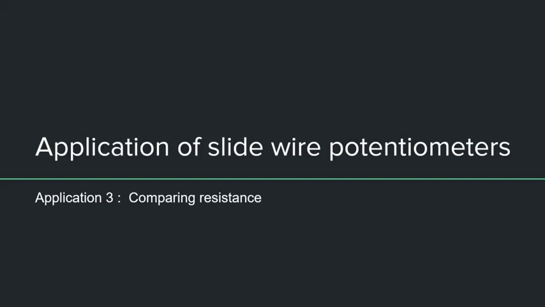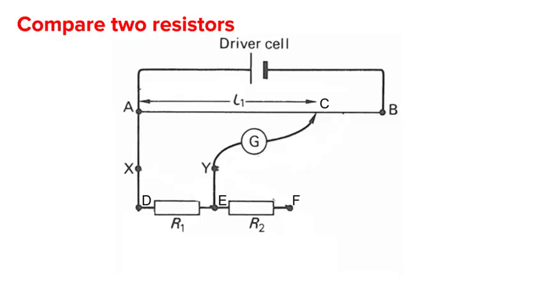In reality, although we say that the potentiometer is used to measure voltages, we can make modifications to it to compare resistances as well. In this video, we'll illustrate how to use a potentiometer to measure resistances. Let us look at how to use a potentiometer to compare two resistors, R1 and R2.